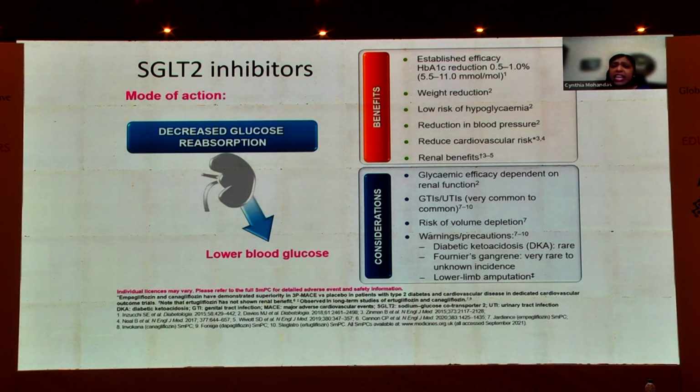Fournier's gangrene in men is very rare, and I haven't seen many in the last few years. Lower limb amputation was especially linked to a study with canagliflozin, and that was toe amputation. And in our trust, in our hospital, we avoid cana and we use more of dapagliflozin and empagliflozin, all over the NHS in the UK.